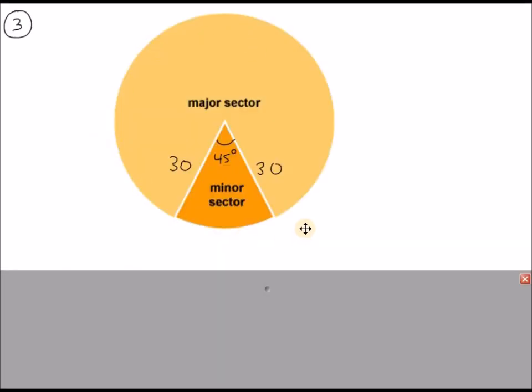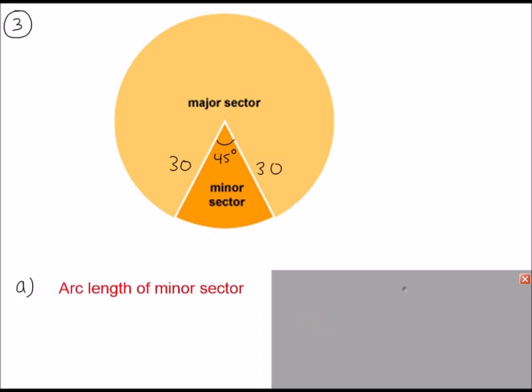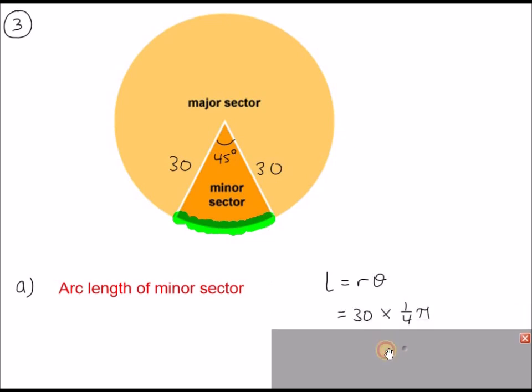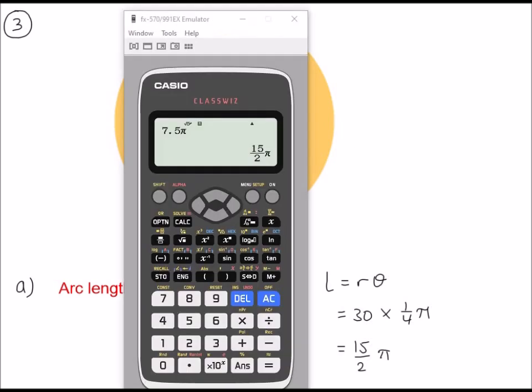In the circle we have two sectors, the minor sector and the major sector. The radius is 30. So we're going to work out the arc length of the minor sector, so that's along here. Formula, substitute the values in, so we have 15 over 2, or 7.5 pi exactly. The rounded value would be 23.6.